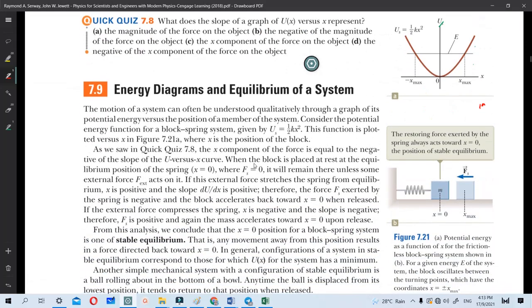Alright. Now, energy diagram and equilibrium of a system. So, what is equilibrium? What we are talking about here refers to the motion of a mass at the end of a spring. Stable equilibrium represents the center. When an object is acted on by a spring, or potential energy in a spring, you find that it is always trying to go back to equilibrium, to its original state.